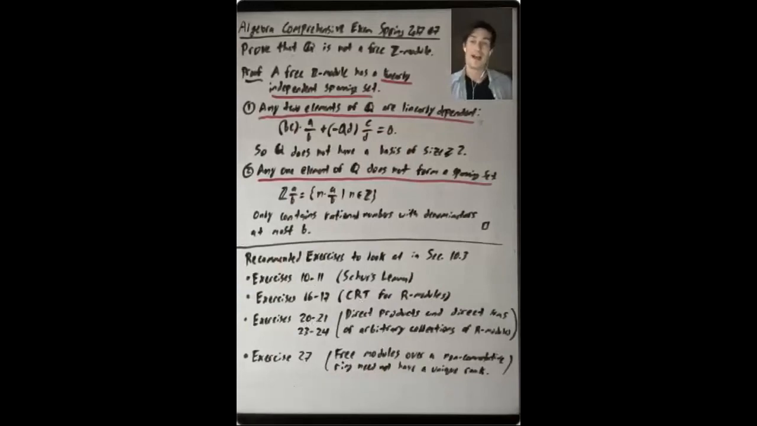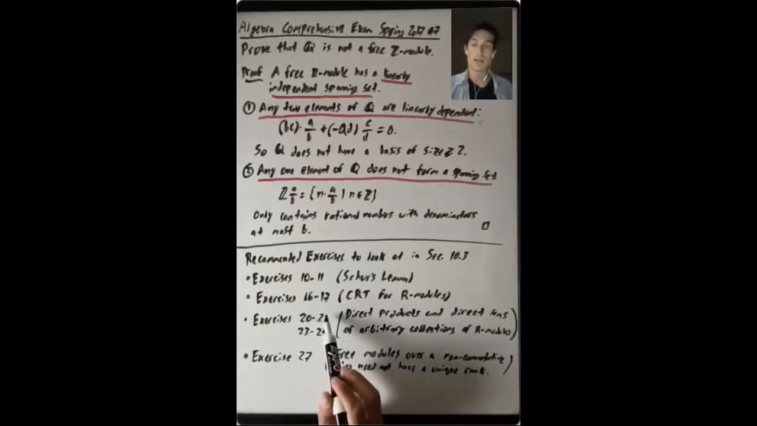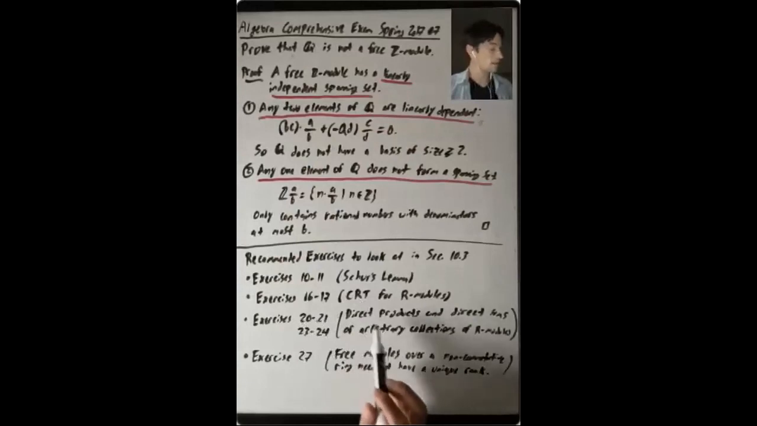If you have submodules N1 up through Nk of an R module M, we talked about the direct product N1 cross N2 cross up through Nk. But just like we talked about direct products of an arbitrary collection of groups, you can form direct products and direct sums of arbitrary collections of R modules. So exercises 20 and 21 go through the basics, and 23 and 24 prove some properties of these direct products and direct sums of arbitrary collections of R modules.